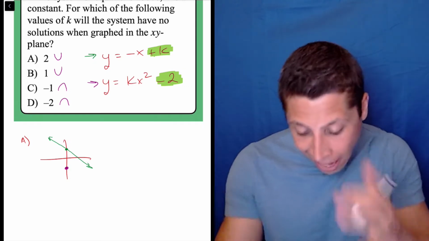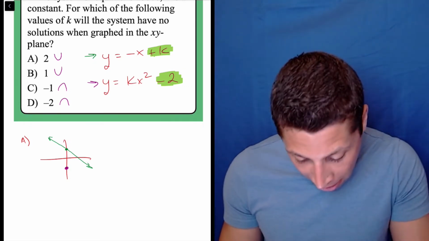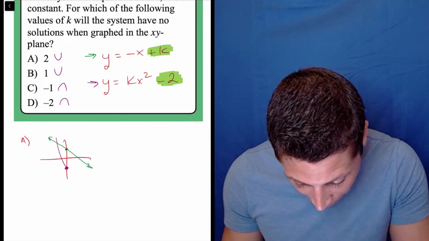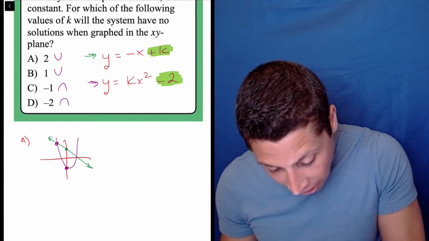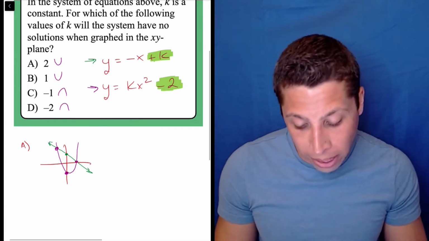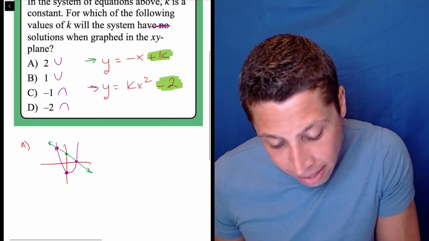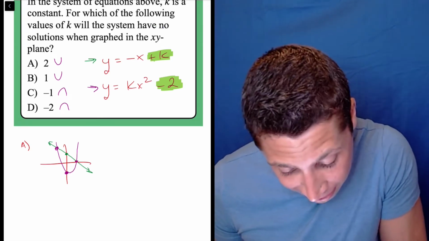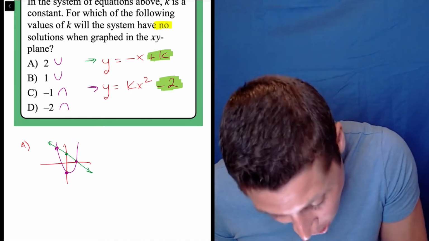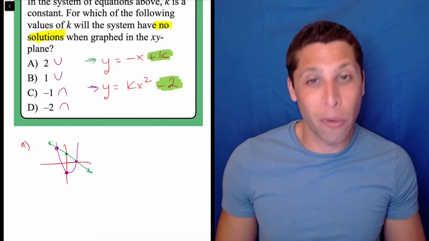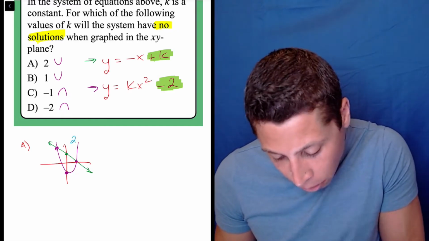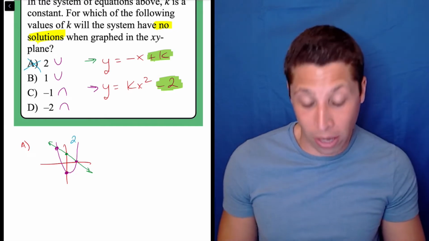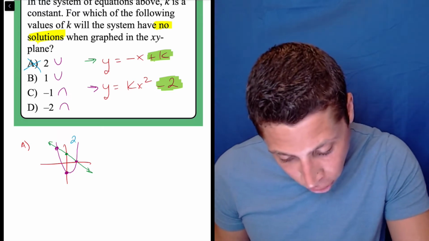So if we think about it, I don't know exactly where all this falls, but no matter what, if I have a parabola that's opening up into this line, it's going to intersect it 2 times. There's no way to avoid it. But what I want to happen is there should be no solutions. That is what I want. This has 2 solutions, so this is not going to work as an answer choice. So okay, let's just keep going. Let's try some different values.